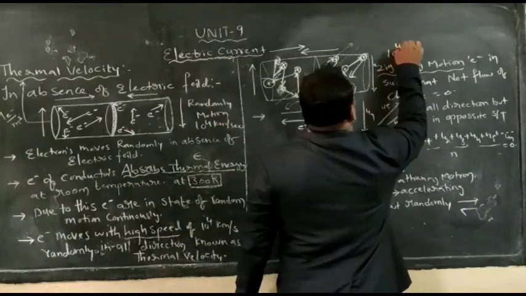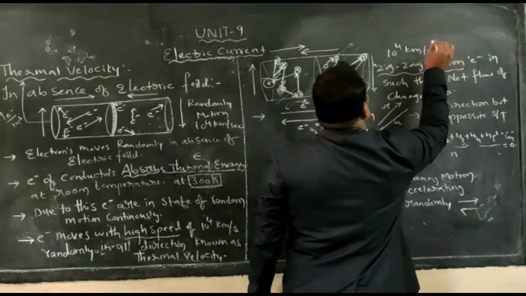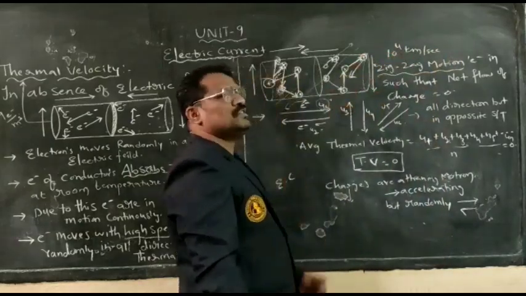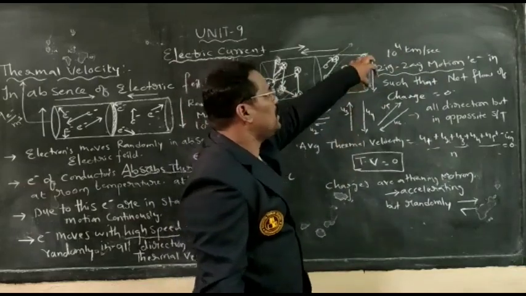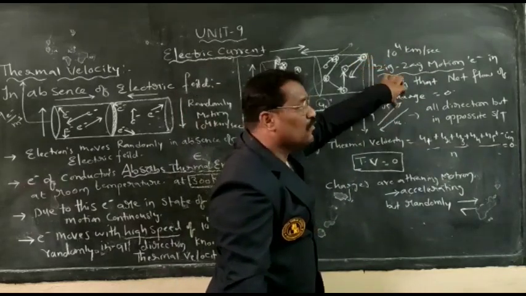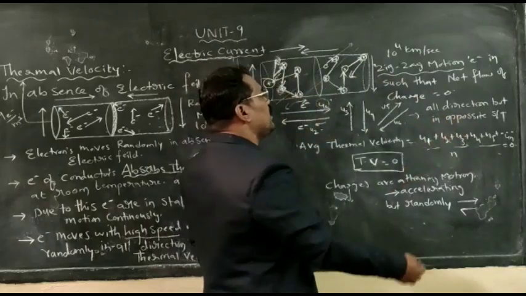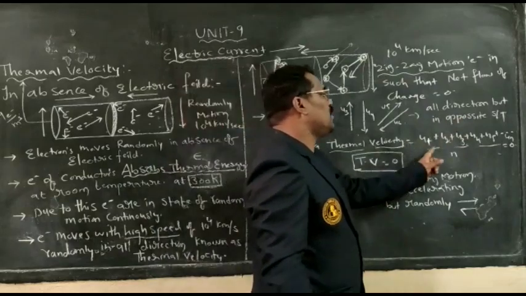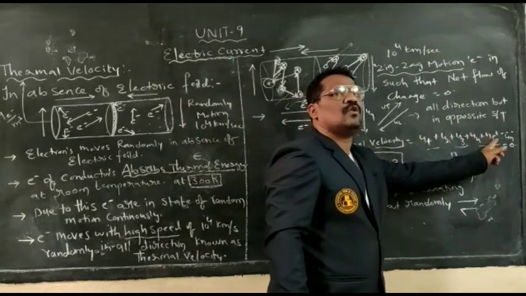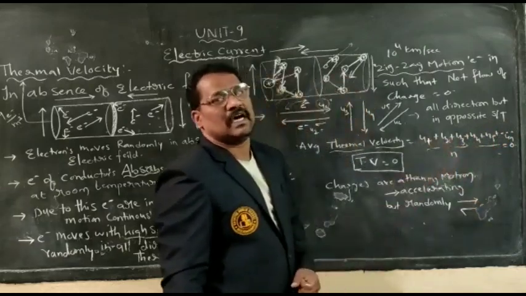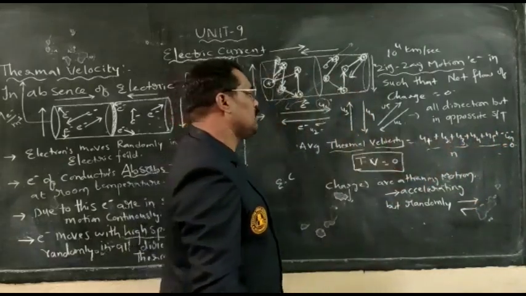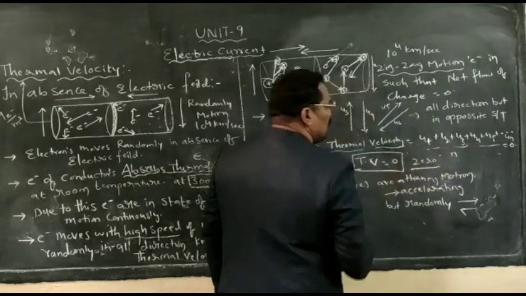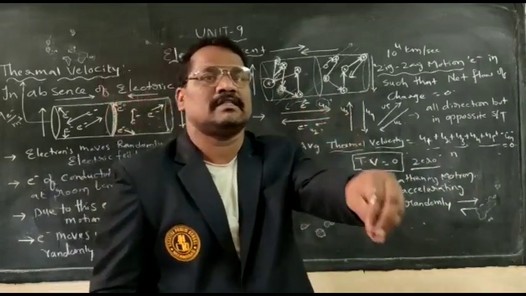It is moving with a velocity of 10 to the power of 4 kilometers per second. Each electron will move with that particular speed in the opposite direction. Due to that reason, thermal velocity will again be 0, as it is moving in all directions. The average thermal velocity, taking U1 plus U2 plus U3 plus U4 and so on up to Un, divided by the number of electrons, we will get thermal velocity equal to 0.